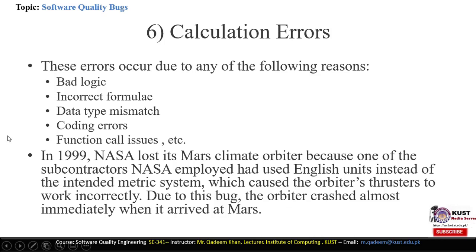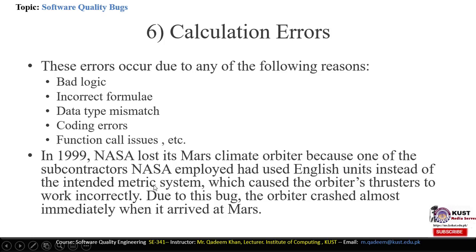Here is an example of calculation errors. That is a very big mistake, which occurred in 1999 at a NASA project where NASA lost its Mars Climate Orbiter. That is very important because of the calculation errors. One of NASA's subcontractors used English units instead of the intended metric system. The programmers of one contractor implemented the distance finding in English units.